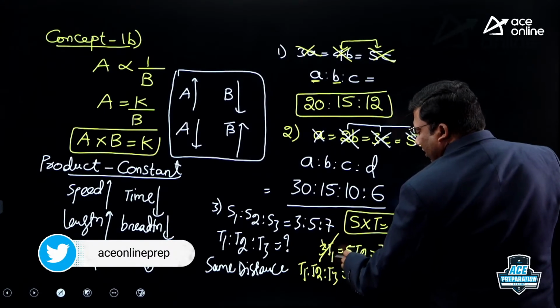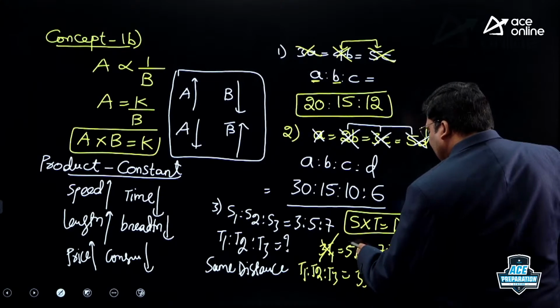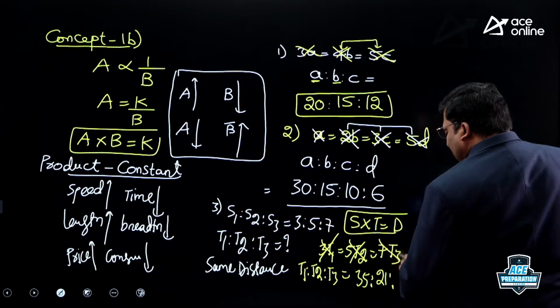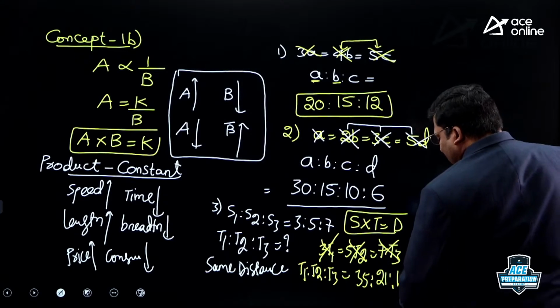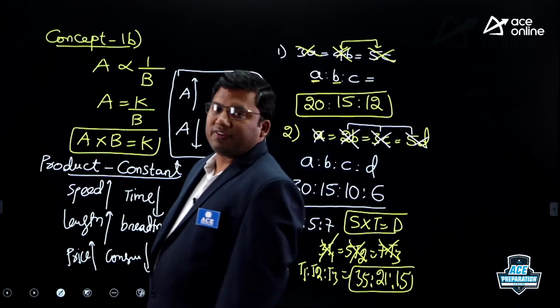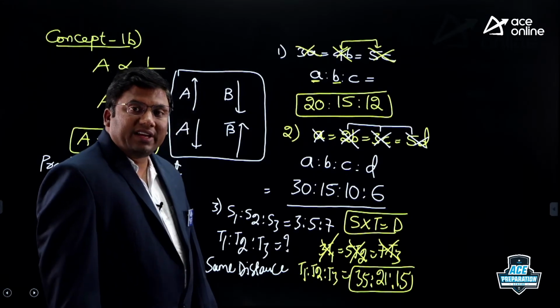To get T1, close T1. 5 sevens are 35. To get T2, close this one. 3 sevens are 21. To get T3, close this one. 3 fives are 15. 35 is to 21 is to 15. I hope the idea is clear.